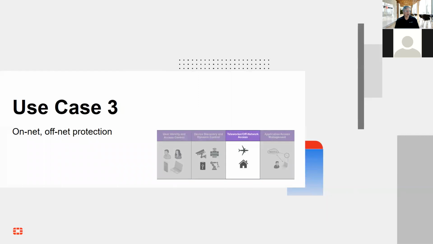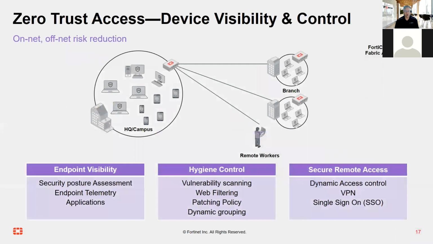The next use case I want to talk about is that off-network situation. What do you do when someone is not on the network? How do you maintain control? And for that, we have our agent, our FortiClient fabric agent, that can enforce those zero trust policies of control, managing URL filtering so that employees don't go to websites that they shouldn't go to, where they might get malware, make sure that they keep their devices patched and running, as well as providing that secure remote access with a VPN and supporting, of course, our single sign-on capabilities.